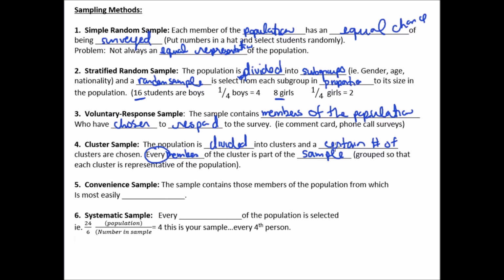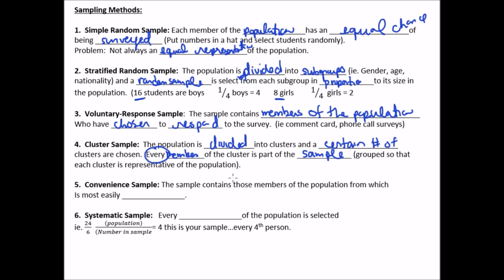Okay, so they're grouped so that each cluster is representative of the population. An example of this is if you want to see how McDonald's crew members like their jobs, you may sample every single member at a single McDonald's, but that's it. Just maybe one in Hamilton, one in Toronto, one in Ottawa, and that's it. But every single member at that McDonald's, the McDonald's being the cluster.